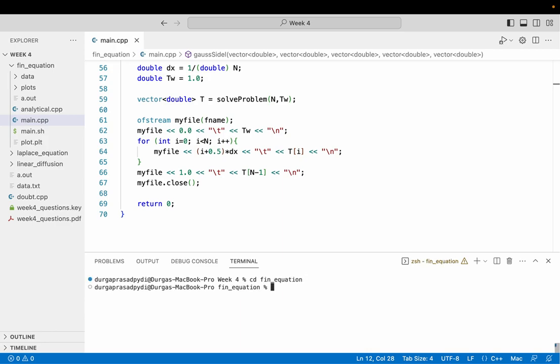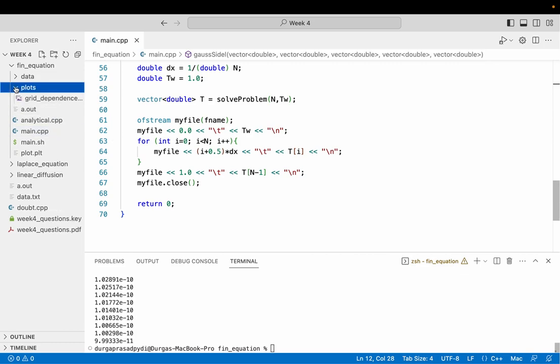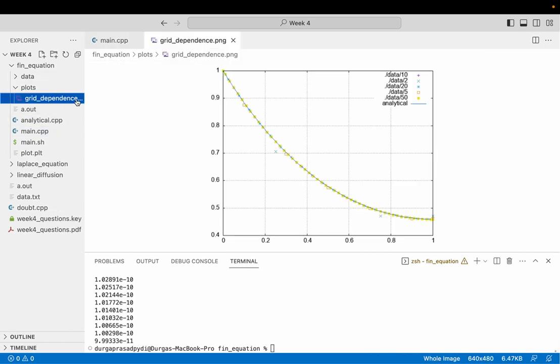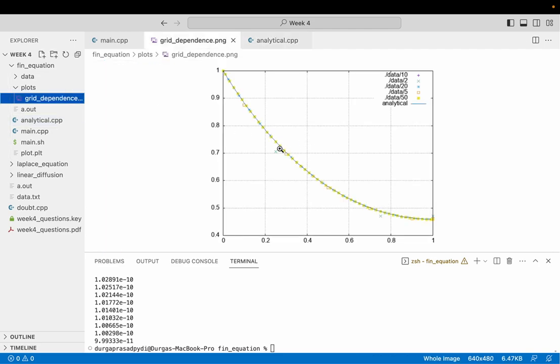Just run this. So this is the convergence. Maybe I should show you the analytical part as well. For an adiabatic tip, you already know the analytical solution. So I just tried to compare the actual solution with the analytical one.